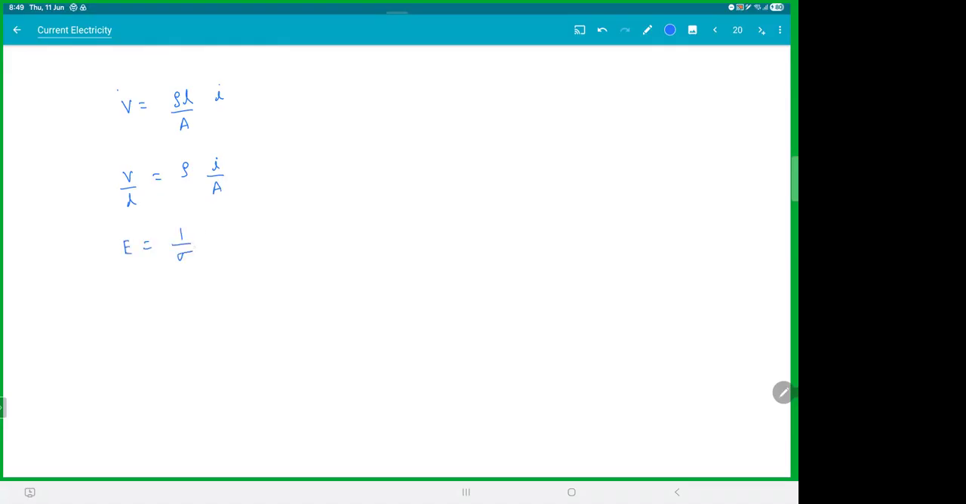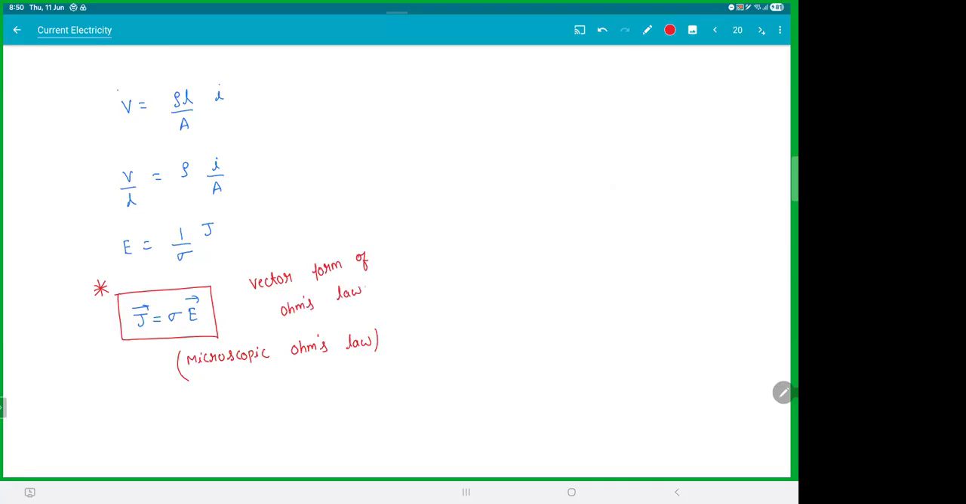Rho becomes 1 by sigma, and this becomes J. This is J is equal to sigma E bar. This is a very important relation. This is also called the microscopic Ohm's law. This is actually more powerful than V is equal to IR. Microscopic or vector forms of Ohm's law, because V is equal to IR, if you see, is all scalars, but this will give the vector form. This is actually more powerful than V is equal to IR. We will see questions later on that.